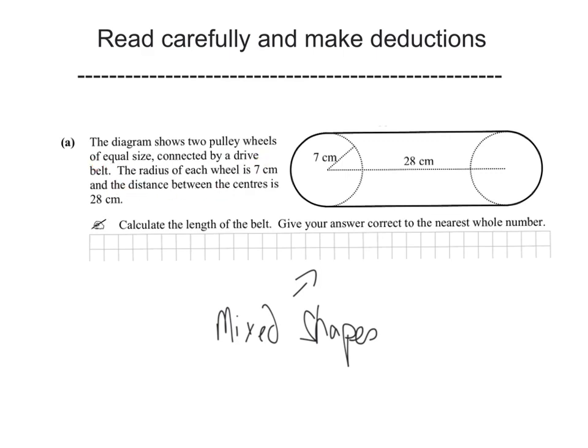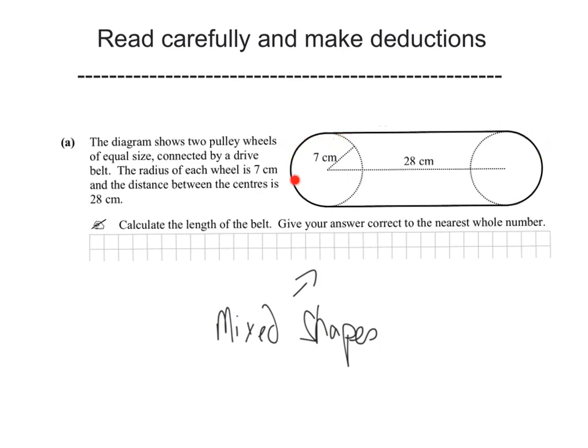A big mistake there would have been to write the formula for a cylinder, because there's no cylinder involved here. So you want to get the correct shapes. And also, most questions involve a mixture of shapes. So what you want to do is divide this single shape here into a bunch of shapes that you can work with.